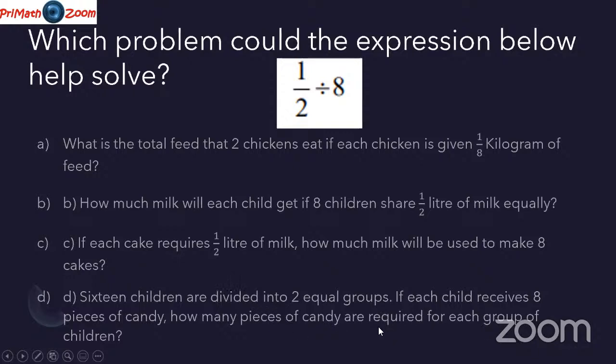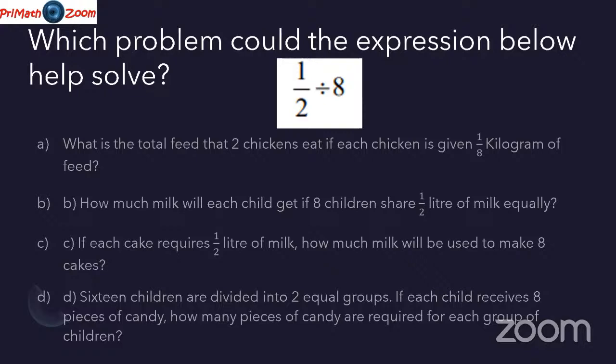Now, first we need to know how many candies the children will have together. So if each child gets 8 pieces of candy, how many candies would there be in all? You have 16 children, and each of those 16 children will get 8 pieces of candy. So let's think about that. What expression will we be using there?